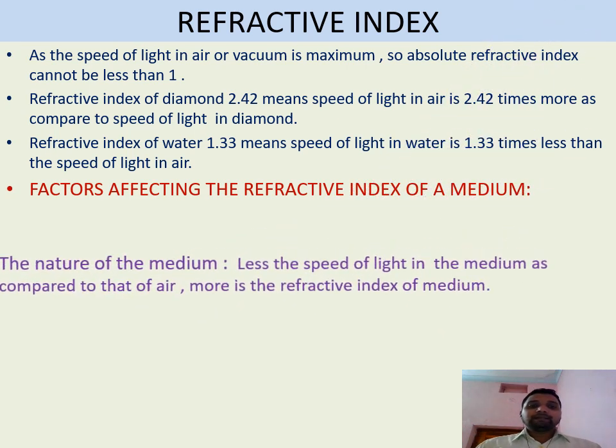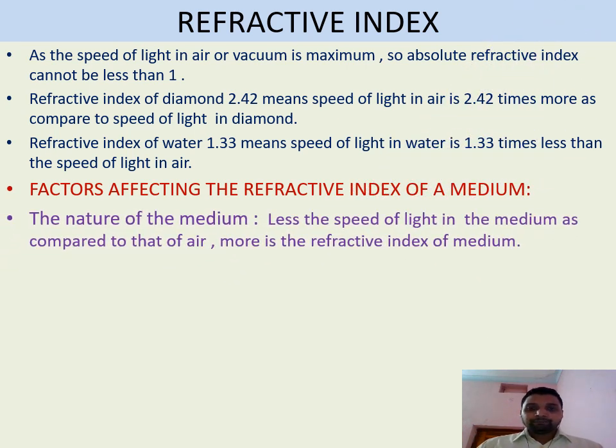On which factors does this refractive index depend? First, refractive index depends upon the nature of the medium. The less the speed of light compared to air, the more the refractive index, because refractive index equals C by V. Less the speed, more the refractive index; more the speed, less the refractive index. So refractive index depends upon the speed of light, or upon the nature of the medium.